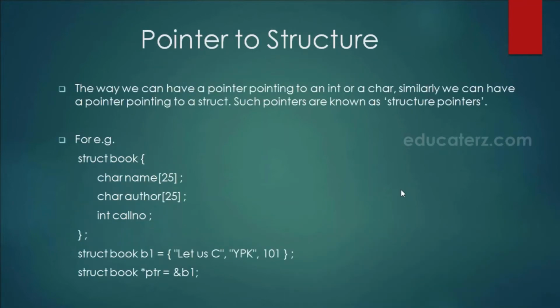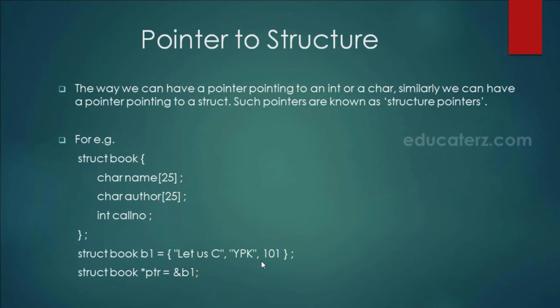Now we can have a pointer to structure also. As we know, a pointer is a variable which can hold the address of another variable. So in this case, this pointer will hold the address of a structure. That structure can have multiple elements of different data types. Now we can declare the structure in this way. If we have name, then one character is not sufficient for that, so we can use an array of characters, where we can hold the whole string name. The same is true with the author, and this is call number.